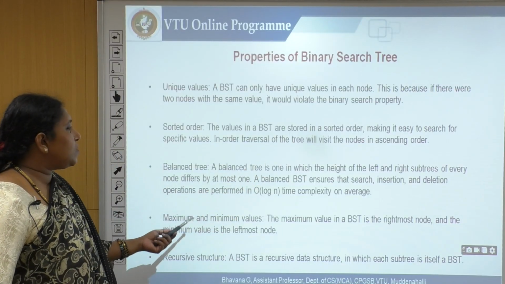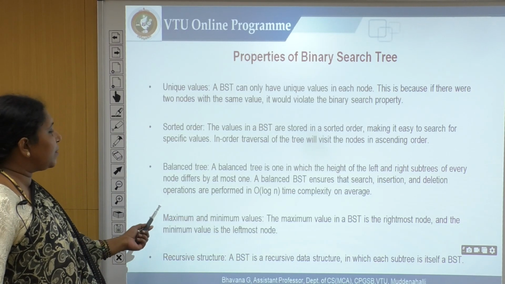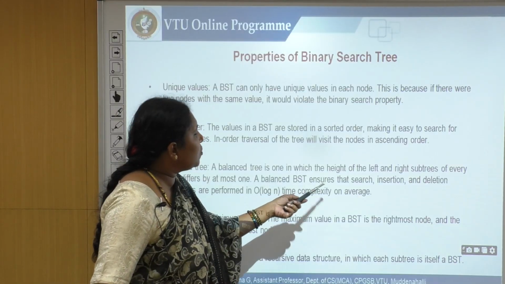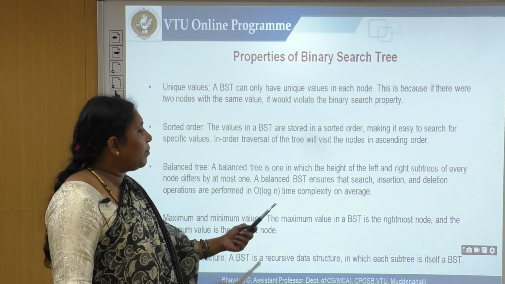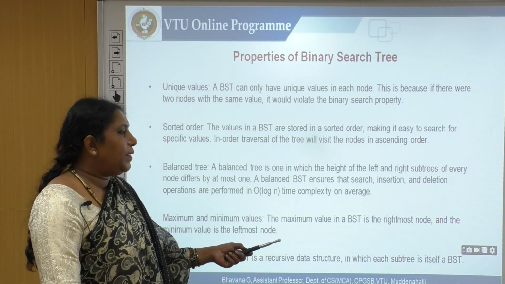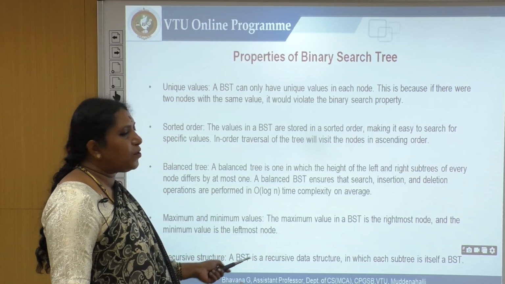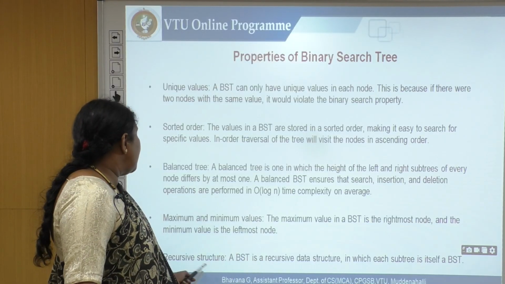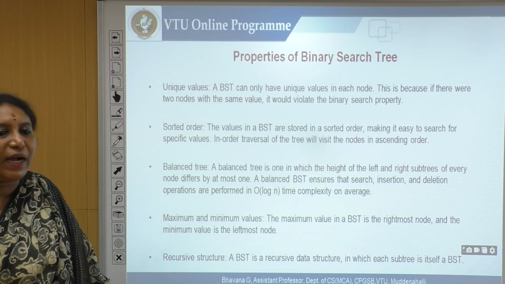So it is a balanced tree. A balanced tree is one in which the heights of the left subtree and the right subtree differ by at most 1. A balanced binary search tree ensures that search, insertion and deletion operations are performed in O(log n) time complexity on average. The maximum value in a BST is the rightmost node, and the minimum value is the leftmost node, so the left subtree will have lesser values when compared to the right subtree. It is also recursive in structure, so it goes on recursing. So these are the properties of a binary search tree.